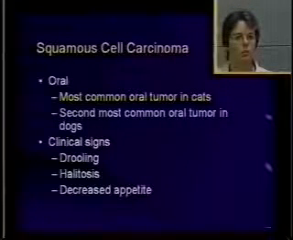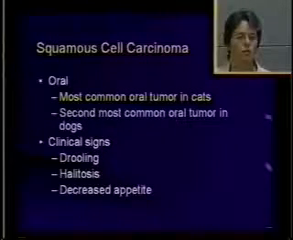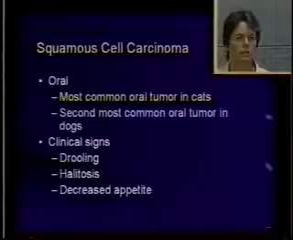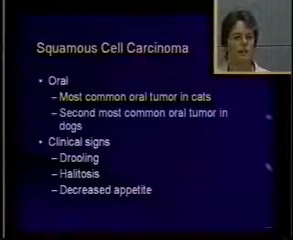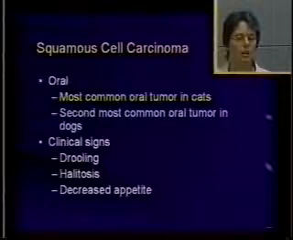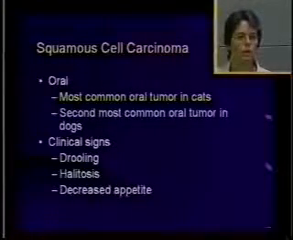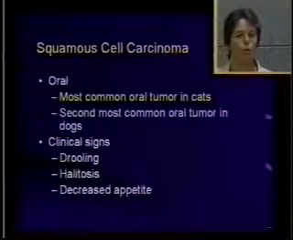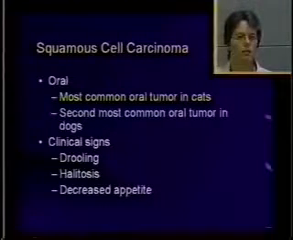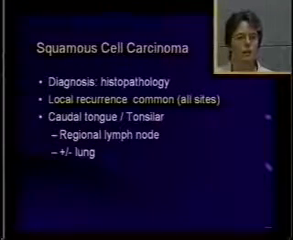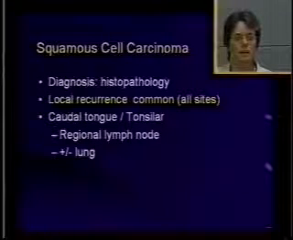Squamous cell carcinomas, especially oral squames, are the most common oral tumors in cats, and are the second most common oral tumors in dogs. The most common signs that we see associated with these tumors are associated with the fact that these tumors are often ulcerated and painful, so the animal will have a lot of drooling, they'll have halitosis because they'll get infected, and they may have a decrease in appetite, or the owner may notice that they seem to want to eat, but they'll go over and pick up their food and then just drop it because it seems uncomfortable to them. The diagnosis is made on histopathology.